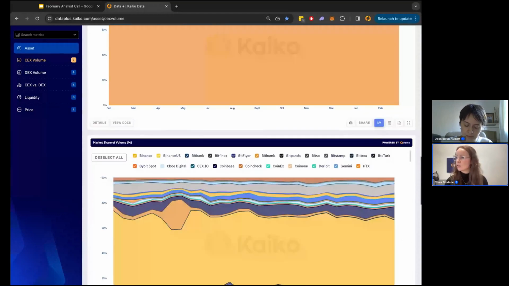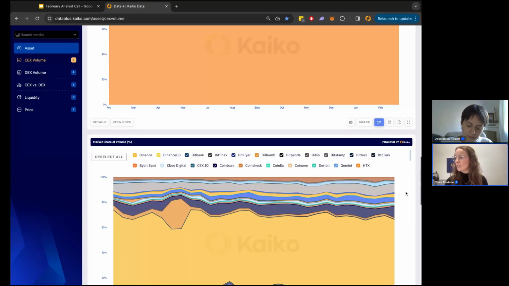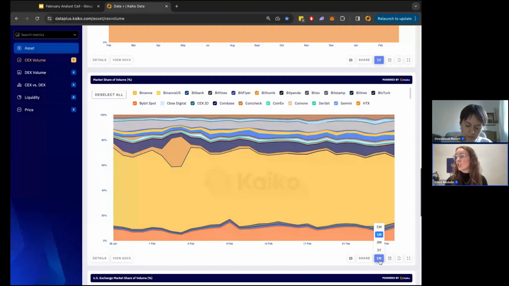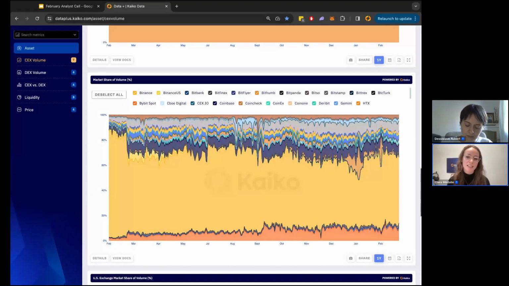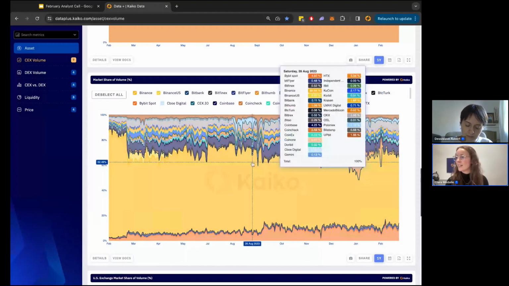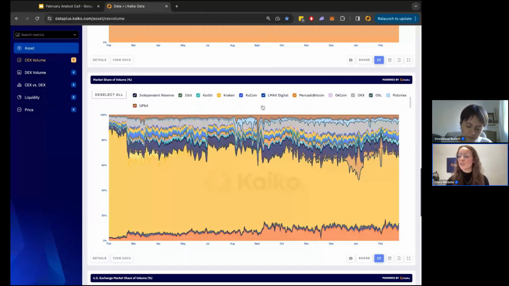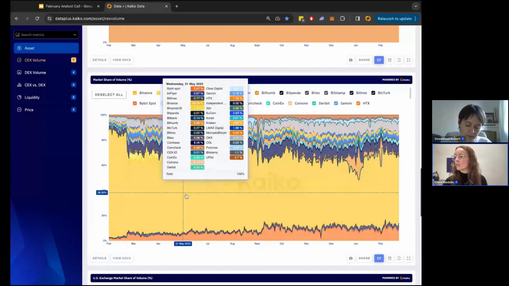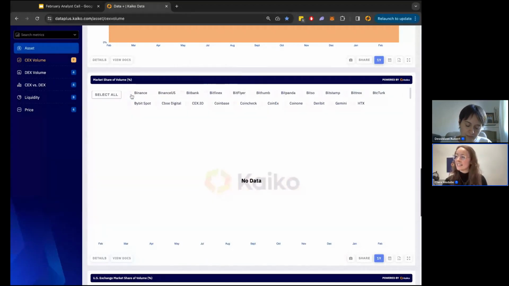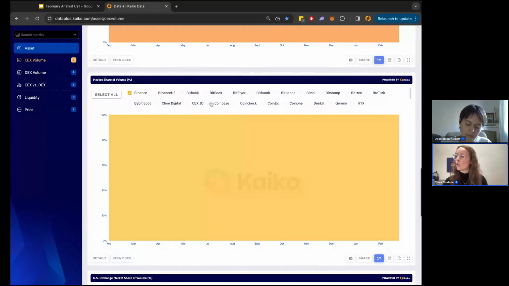So the next chart we're going to look at is market share of trade volume. This just takes the ratio of Bitcoin volume across all exchanges that we have covered in Data Plus. And it's more useful as a tool. You can play around with exchanges that you trade on or exchanges you're interested in, and you can really understand the trends over time. So let's again look at Binance versus Coinbase.